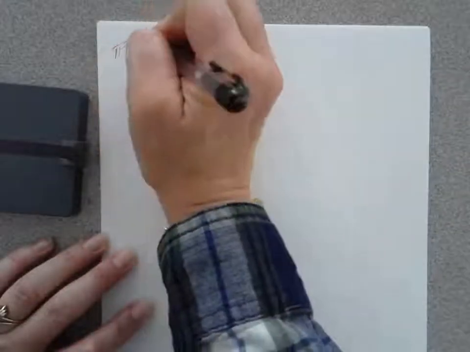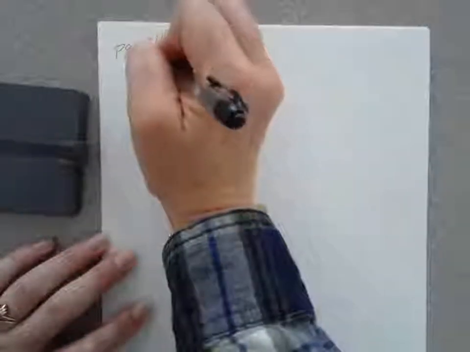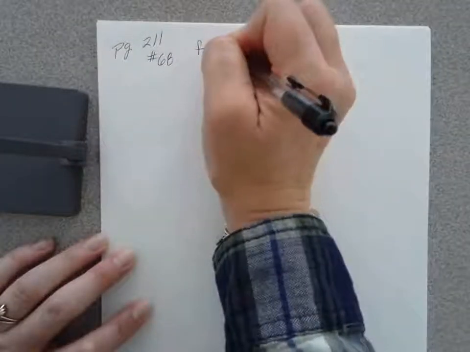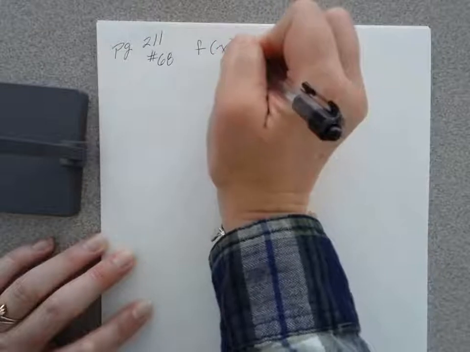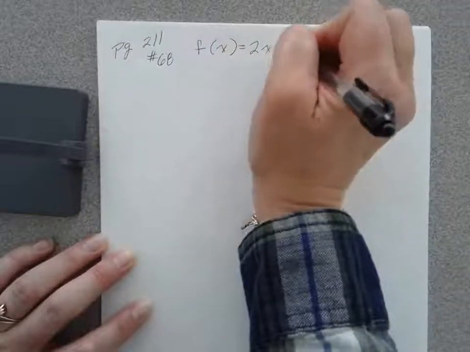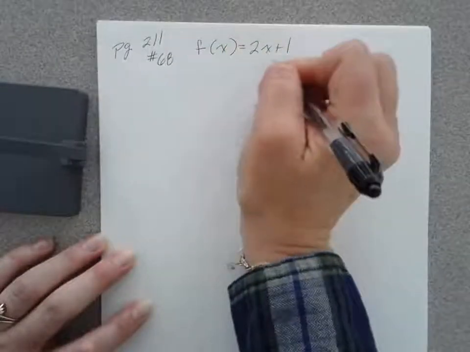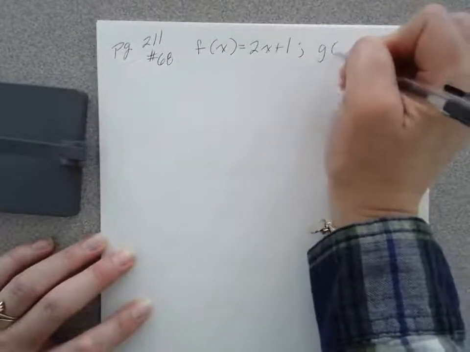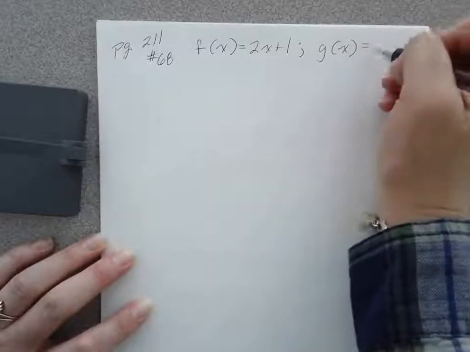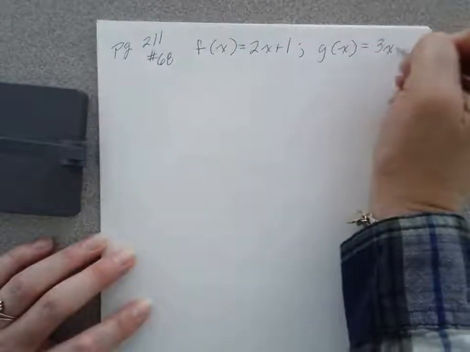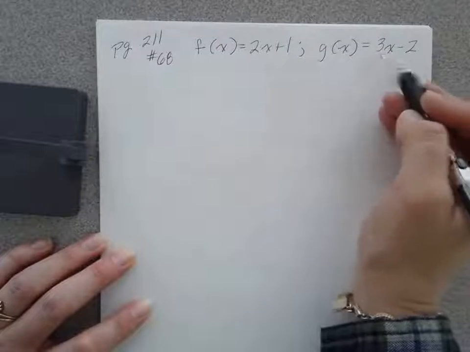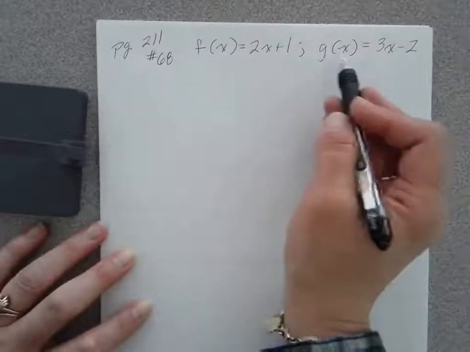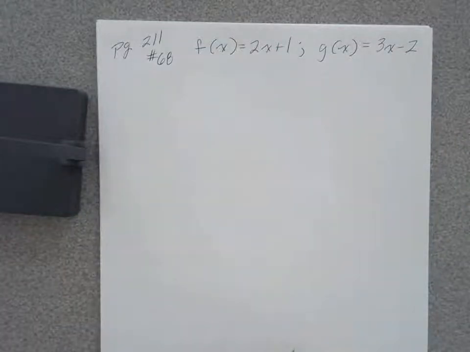So page 211, number 68, they tell us that the function named f, f of x equals 2x plus 1. So this is the function named f, 2x plus 1. The function named g of x is 3x minus 2. So 3x minus 2 is g, 2x plus 1 is f. The x tells us which variable is in them.